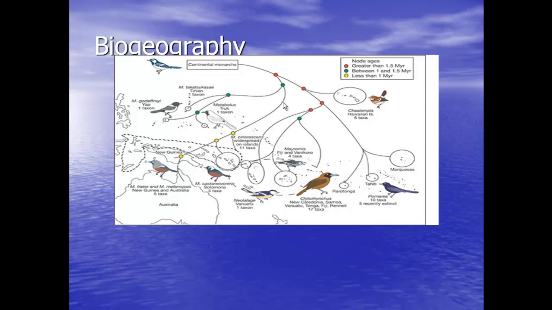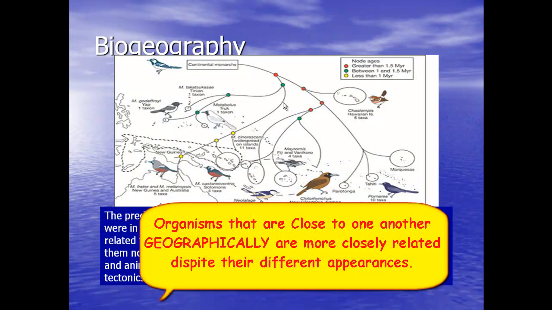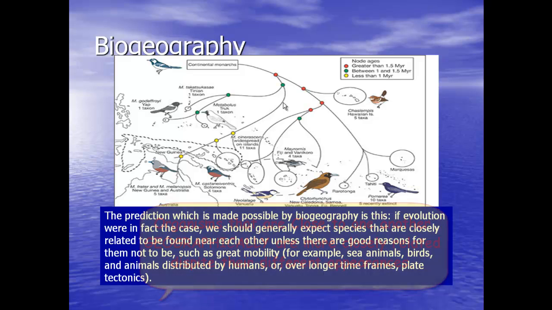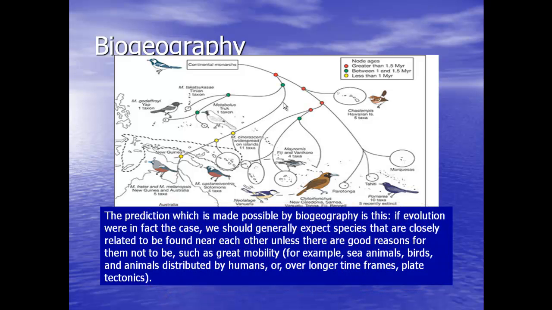Now, the idea of biogeography is that organisms that tend to be close to one another and are similar tend to be more closely related evolutionarily, and their differences result from the fact that they have occupied different niches, and over time, generation after generation, have become more different. The prediction which is made possible by biogeography is this: if evolution were in fact the case, we should generally expect species that are closely related to be found near each other, unless there are good reasons for them not to be, such as great mobility.